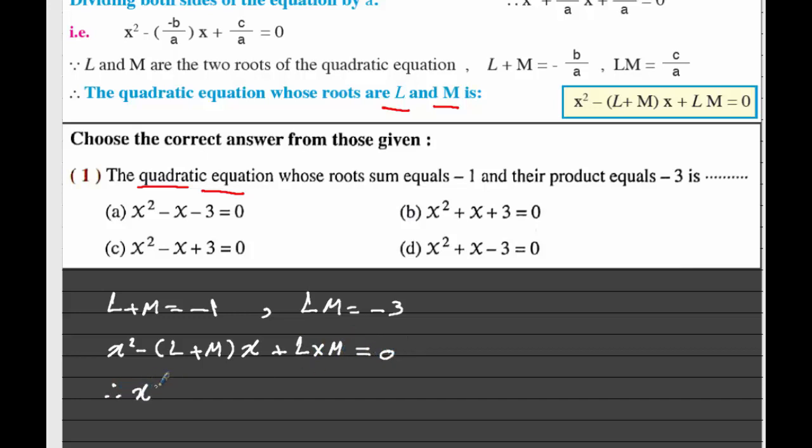So x squared minus, from the given we have L plus M equals negative 1, multiply x, plus the product of the two roots, negative 3, all equals 0. So x squared, negative multiply negative 1 is positive 1, positive x, plus negative 3, it will be negative 3, equals 0. So we choose letter D.